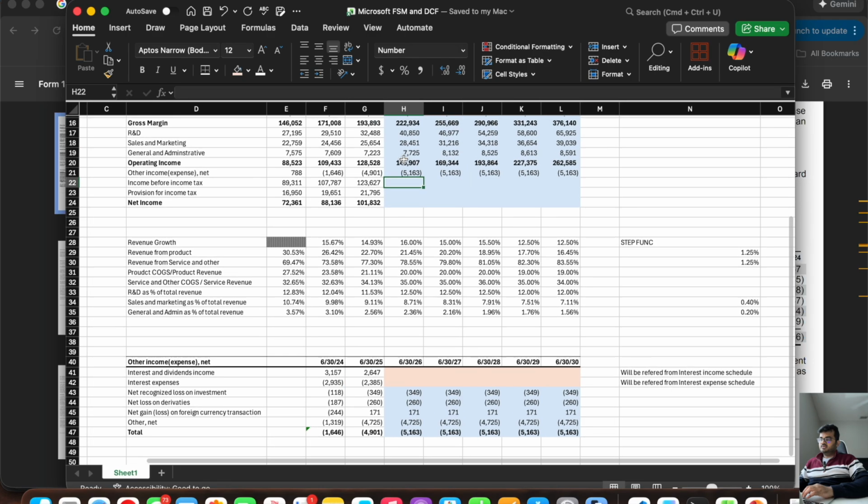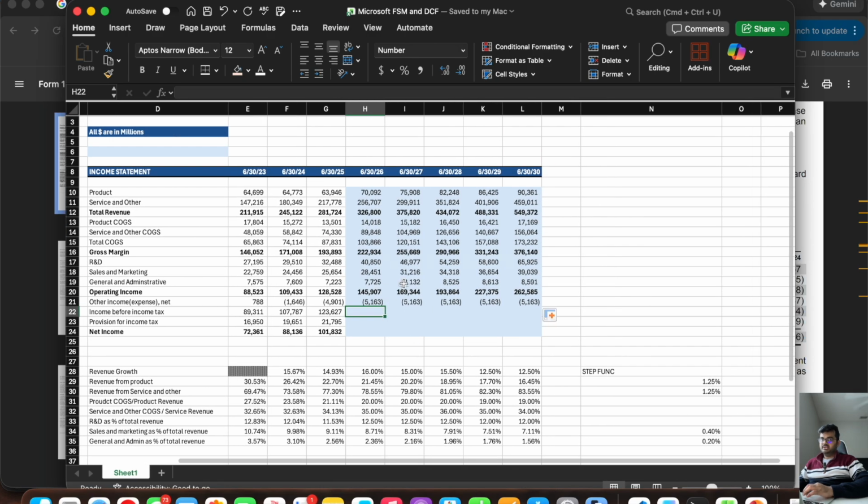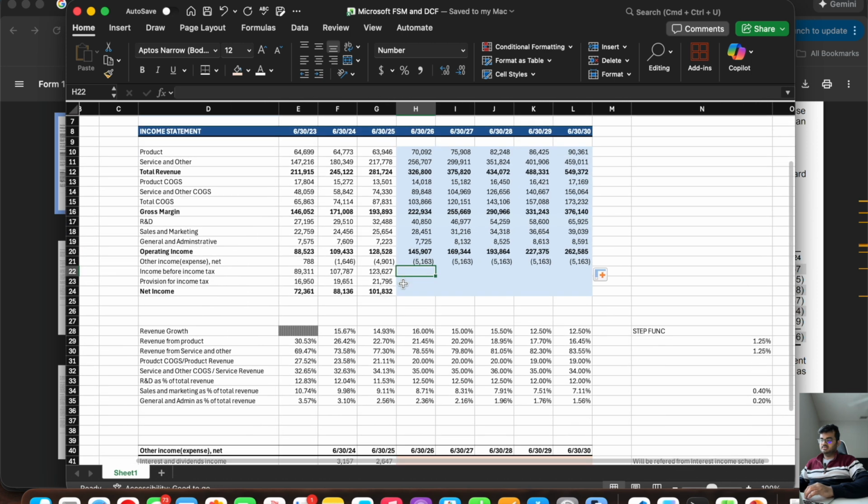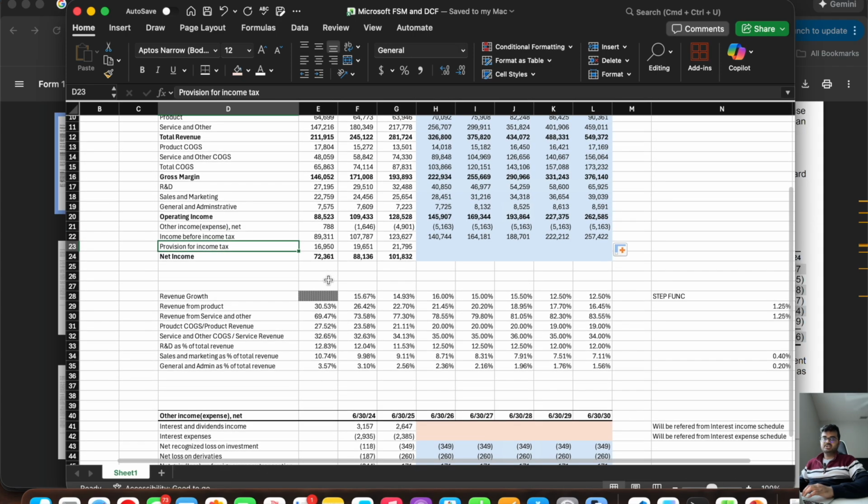Perfect. Now we just have the last 2 line items, which is income before income tax, which is just the summation of these two. With this, then provision for income tax, which is nothing but how much tax the company has paid in those 5 years. I mean, we need to evaluate how much the tax could have been paid.